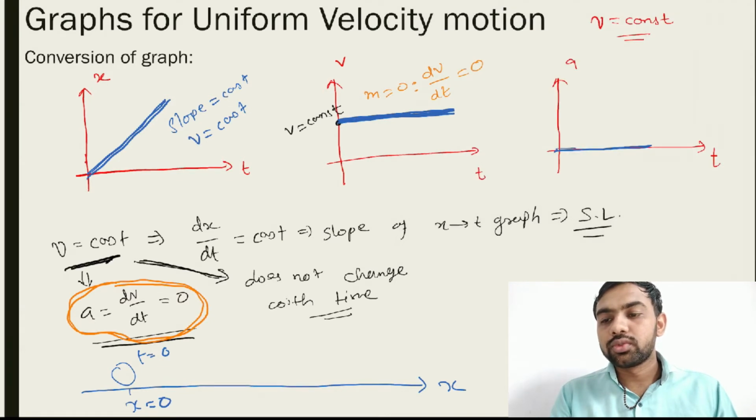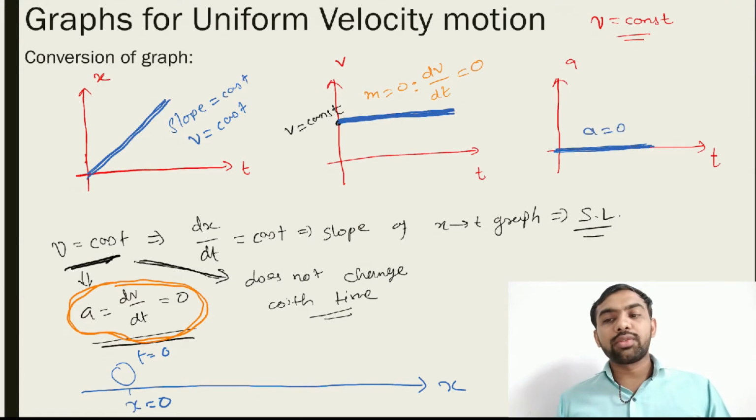When time passes, what is the acceleration? Zero. What is the meaning of acceleration zero? Acceleration means dv by dt is equal to 0. All of you must know this. In a similar way, you can draw the graph for negative velocity also.